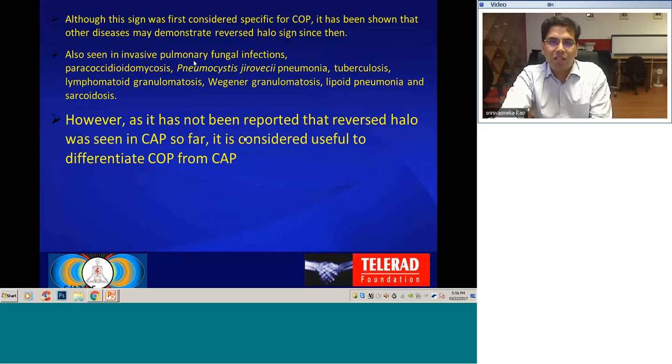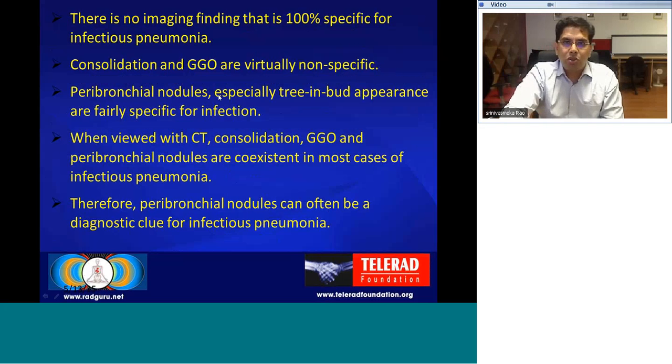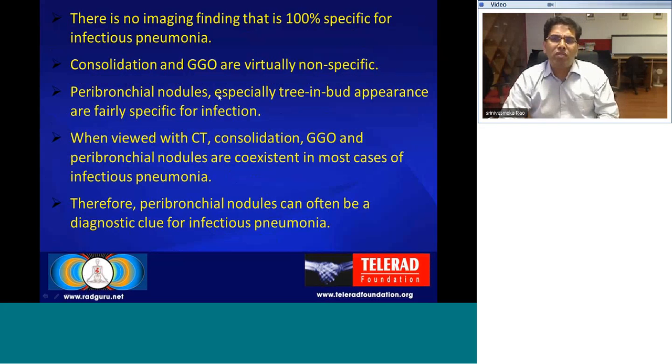This reverse halo sign can be seen in other pneumonias, like fungal infections, pneumocystis infections, etc. So to sum up, there is no imaging finding of these CAPs that is 100% specific for infectious pneumonia. Consolidation and ground glass opacities are non-specific. They can be seen in any pneumonia, bacterial, viral, fungal. So hence you cannot go by that.